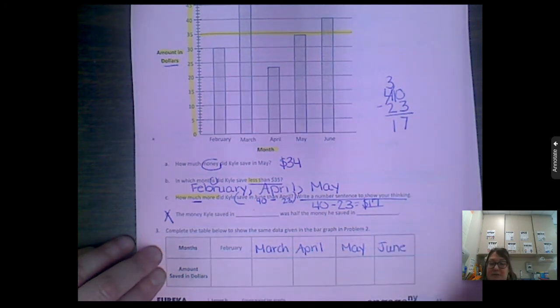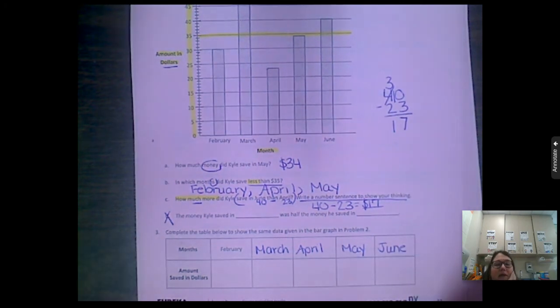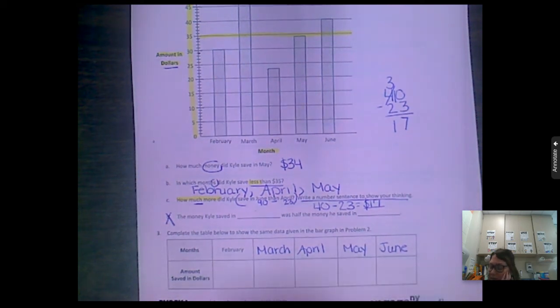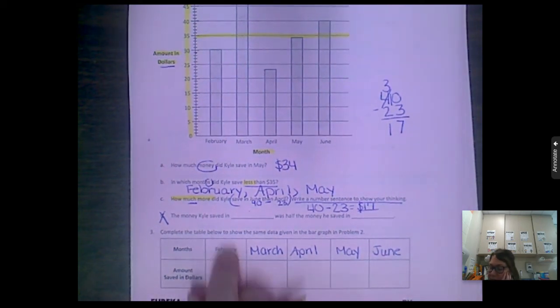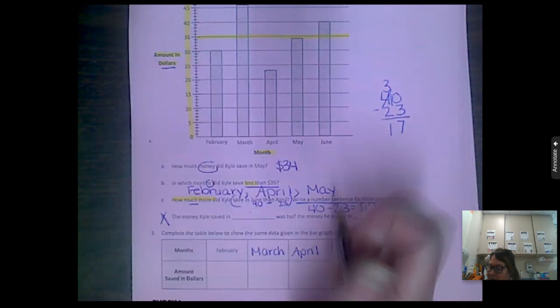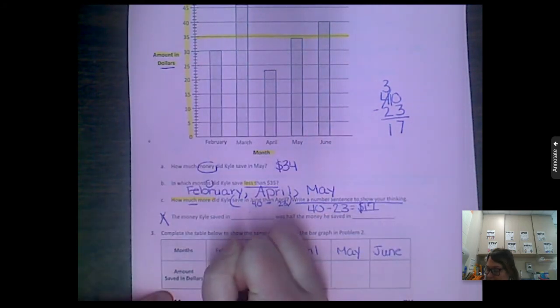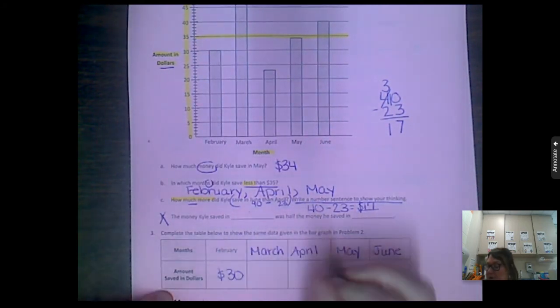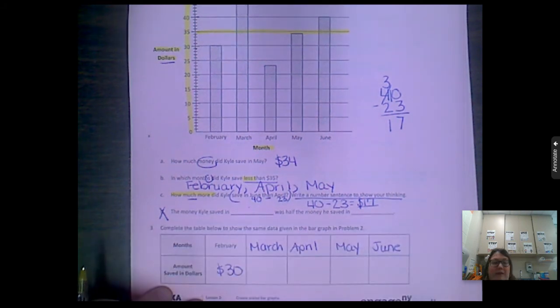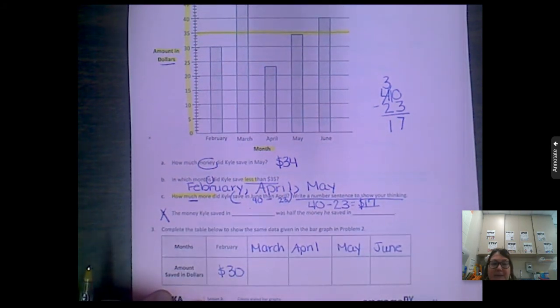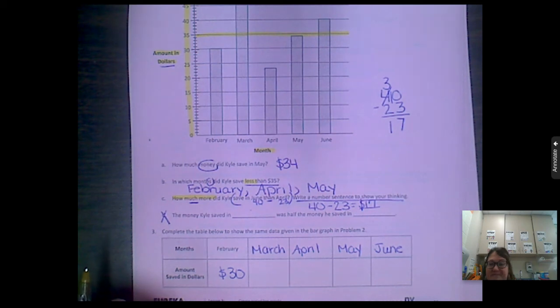If you need to pause to finish filling those in, you can. And why don't you pause anyway? So pause your video and fill in the money amounts for each month. For example, February, we already knew that February had 30, so I'm going to put $30 in for February. Okay, so pause your video and then finish filling in for each one of those months. Okay, and then unpause when you're done.